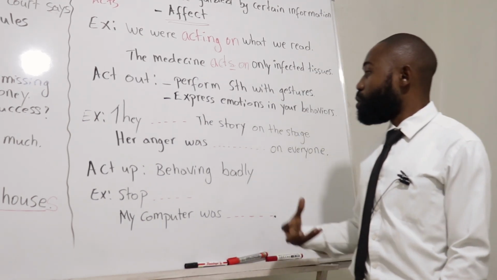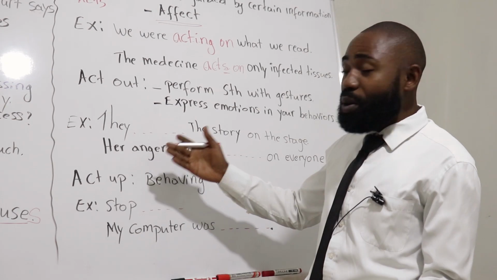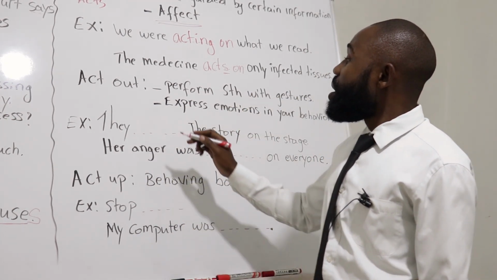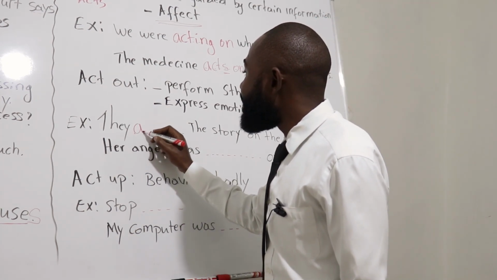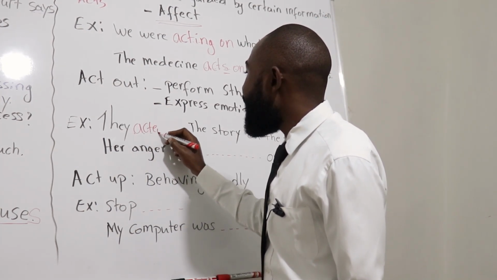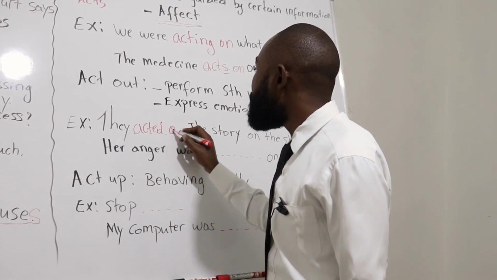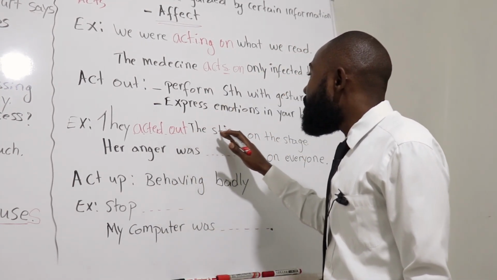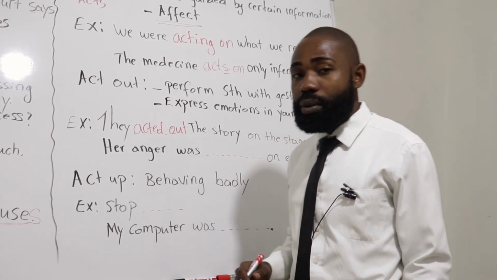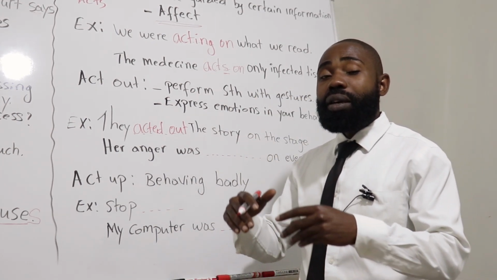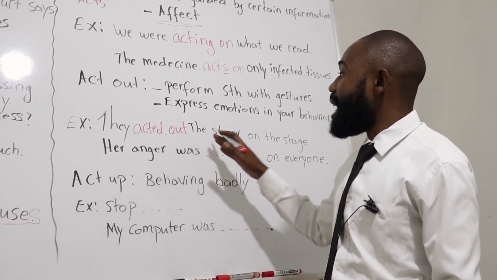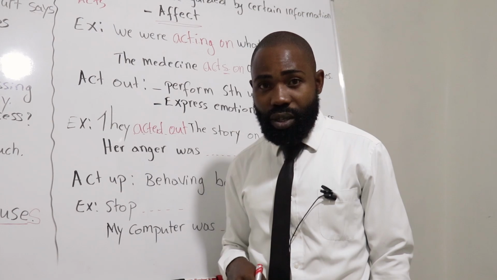Wayikoresha kugira ngo utugereho. The example, urugero noneho kuri perform something with gestures, twavuga ngo they acted out the story on the stage. Ni ukuvuga ngo inkuru bari kuyigaragaza ariko mu bimenyetso. They acted out the story on the stage.